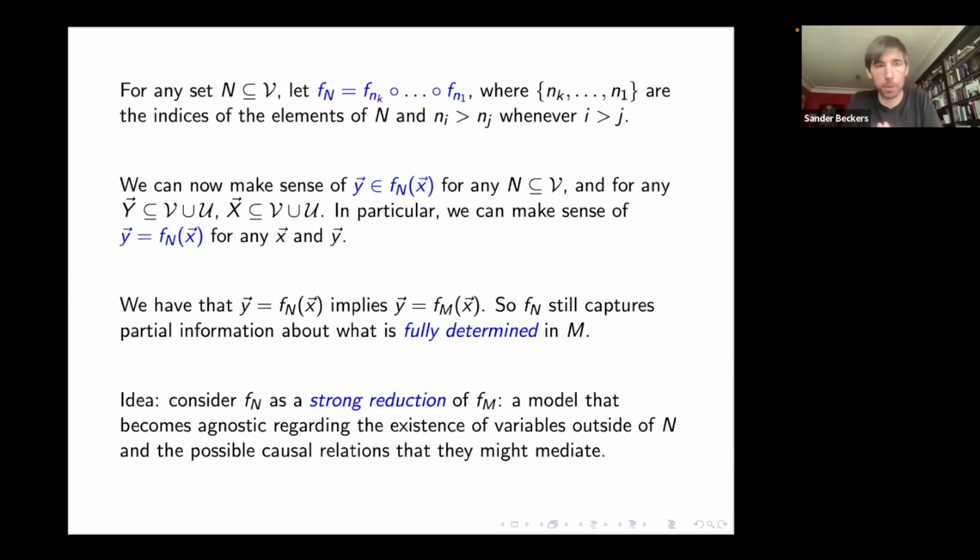So the moment that you have x and all you need is the functions for n, then you already know what the values for y are. Now, interestingly, if that's true for some n, it's always also going to be true for the full causal model, for the full m, fm.